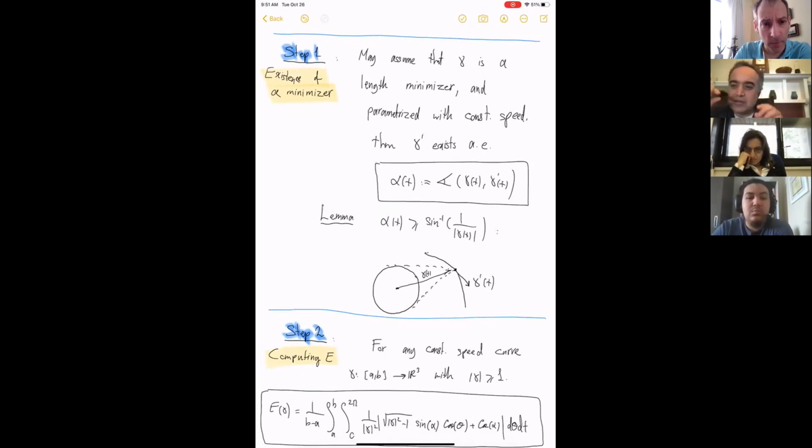Yes, Mohammed? A priori, your length minimizer is only Lipschitz, isn't it? So you don't have this angle. It's Lipschitz, but that means it's differentiable almost everywhere. So alpha exists almost everywhere. So this estimate is almost everywhere. Yes, excellent question. But because this is a basic problem in integral geometry, we integrate all the time. Differentiable almost everywhere is all that we need.